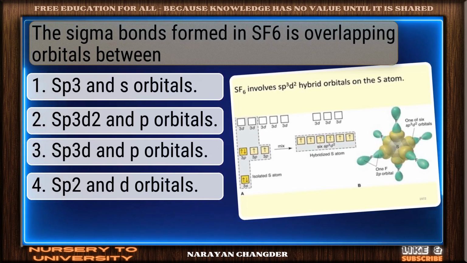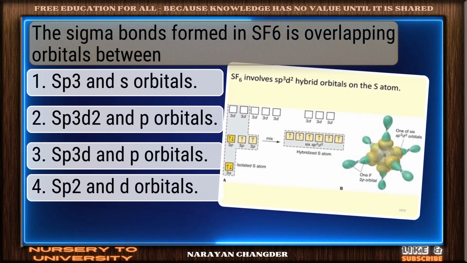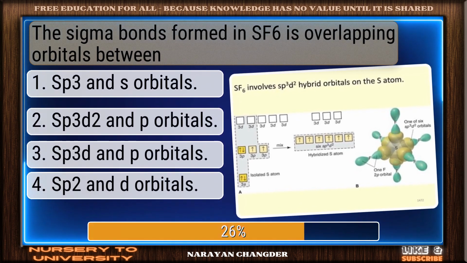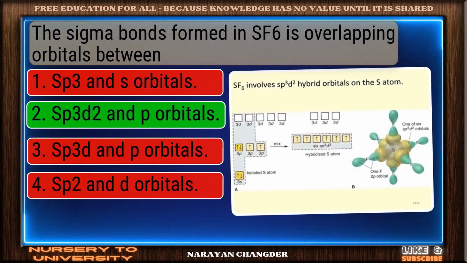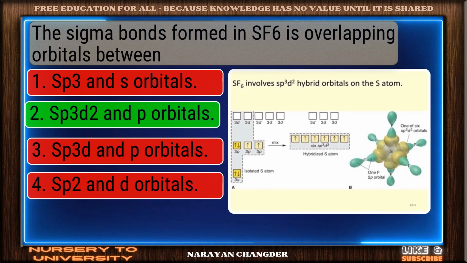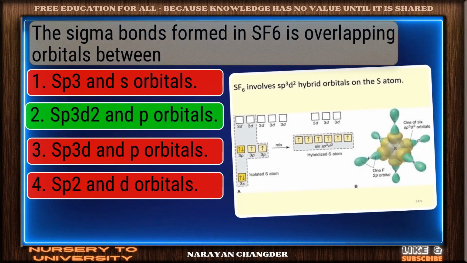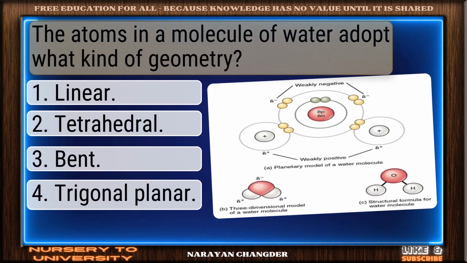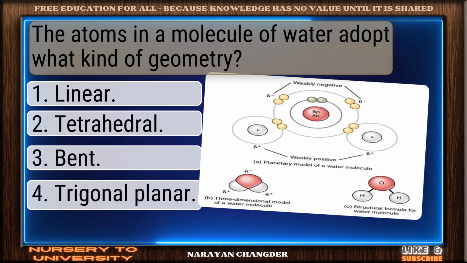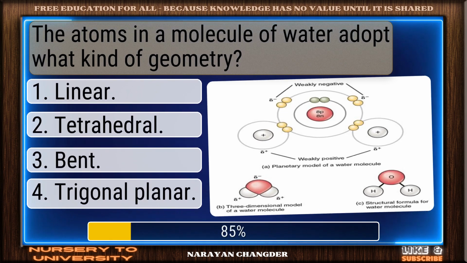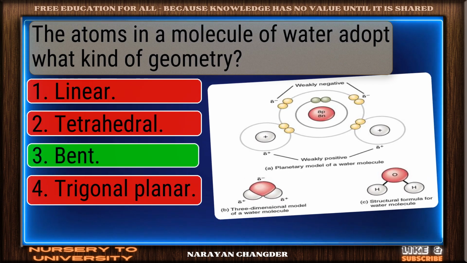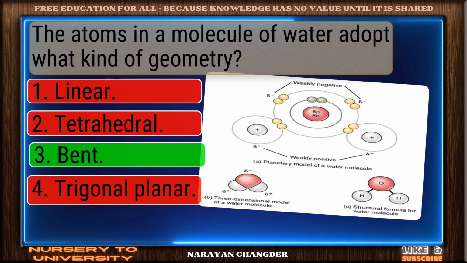The sigma bonds formed in SF6 are overlapping orbitals between... Correct response. sp3d2 and p orbitals is the most accurate answer. The atoms in a molecule of water adopt what kind of geometry? Great thinking. Bent is the right choice.